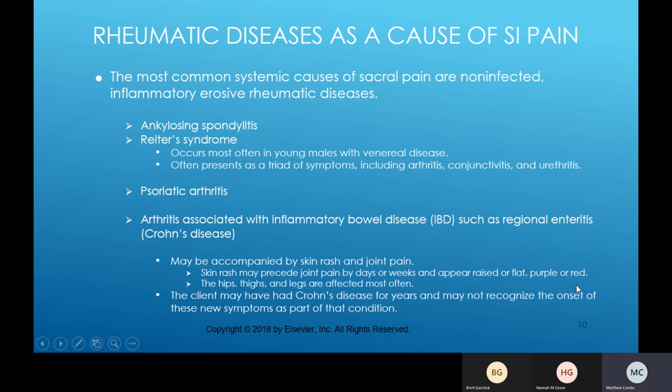So rheumatic diseases, Reiter syndrome is a big one on this one. We already kind of talked about ankylosing spondylitis. Reiter syndrome is a big one because that occurs when there is a venereal or sexually transmitted disease active in the system. This is a big reason why when your patients are coming in with pelvic pain, SI pain, sacrum pain, you will have to ask questions about their sexual activity and history.